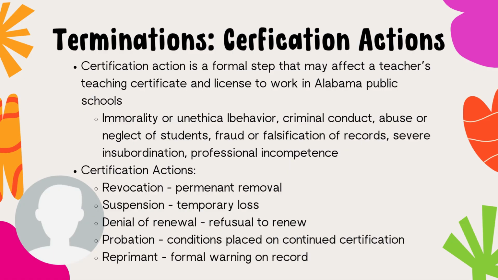There are 5 different actions that can be taken on one certificate. So revocation is permanent removal. Suspension is a temporary loss. It can range from months to years. Denial of renewal, so their certificate does not get renewed. Teachers have to renew theirs every 5 years. Probation, so you have conditions placed upon you before your certification can get renewed. And reprimand is a formal warning on record. So if you get multiple of these and it's on record, then it leads to one of the other actions.